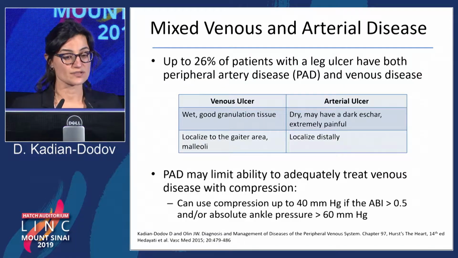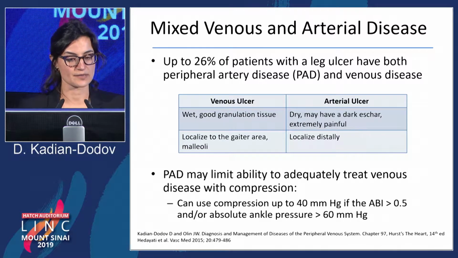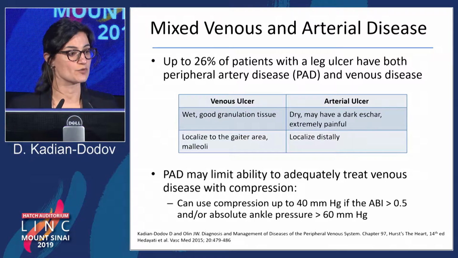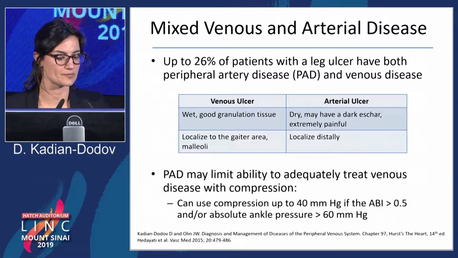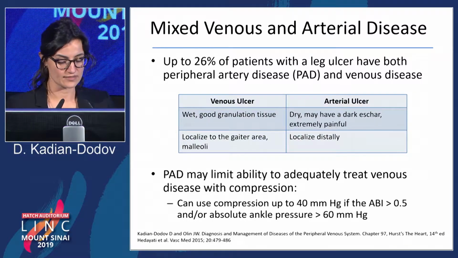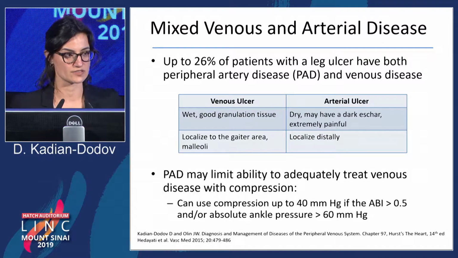And then there's also a lot of overlap between venous and arterial disease. So up to 26% of patients with a leg ulcer will actually have both PAD and venous disease. There's some differentiations between venous ulcers and arterial ulcers that you may be familiar with. Venous ulcers tend to be wet with good granulation tissue, whereas arterial ulcers are dry, may have an eschar, and are very painful. And then where the ulcers actually occur can differ between the two.